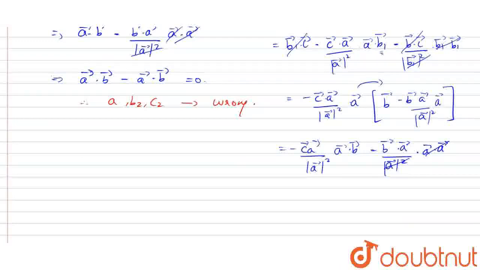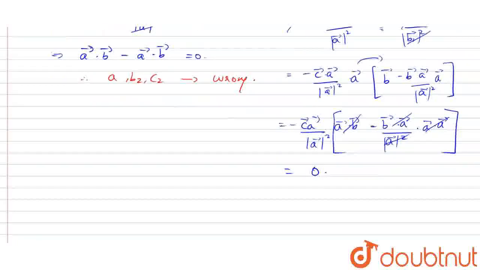The a vector cancels here, and this vector cancels here. So this is the bracket, right? So the both values are 0, therefore the whole value is 0. Therefore, when the product of two vectors is 0, the b1 vector and c2 vector are perpendicular.